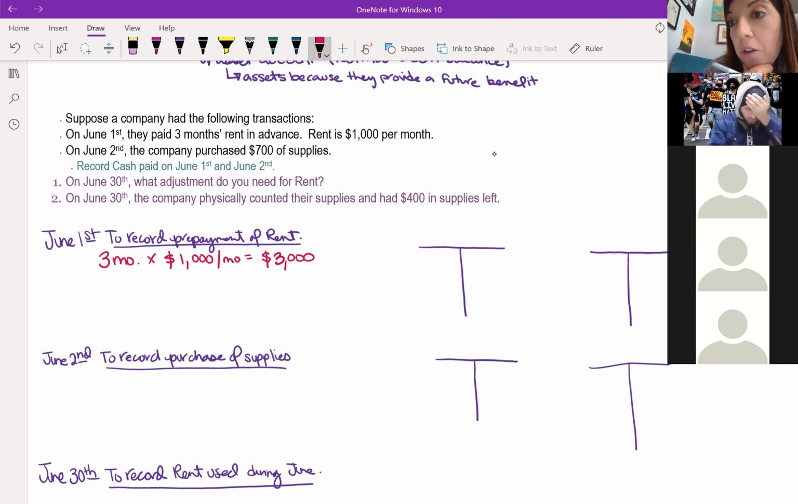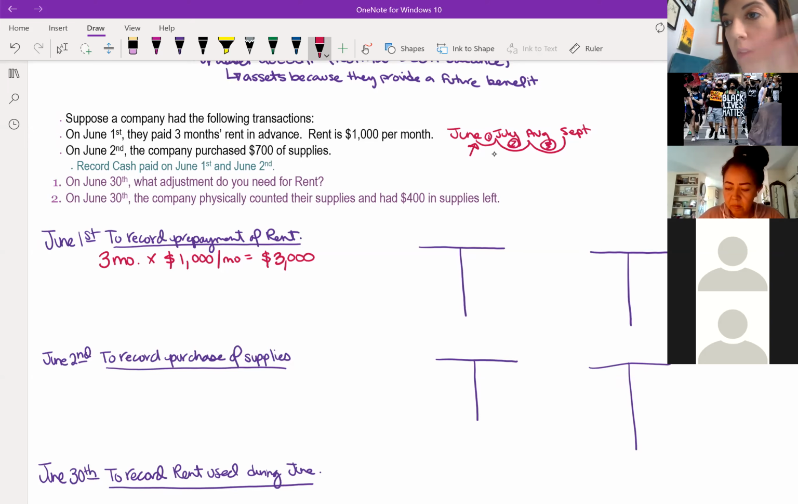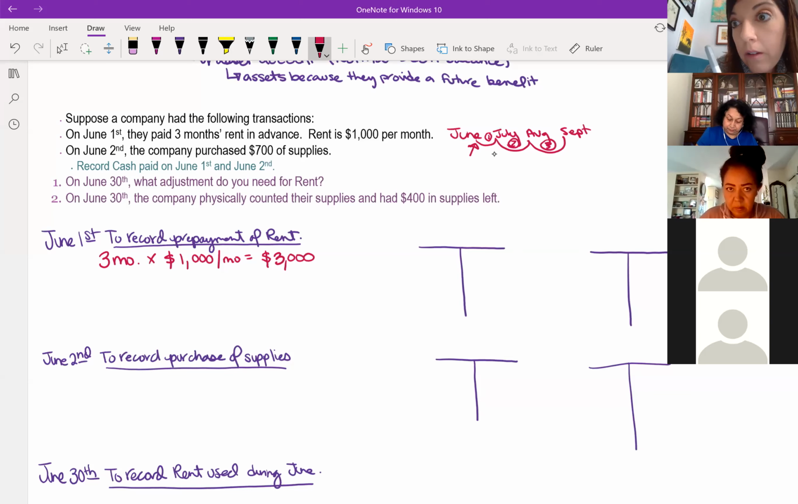On June 1st, did we use that rent? What is this time period related to? It's June, July, August. 3 months worth of rent that we're paying for. So we're right here, June 1st. We haven't used this rent yet, correct? We haven't used this facility yet. Not yet. But we had to pay for it. Yes, in advance. So we're going to call this account prepaid rent.